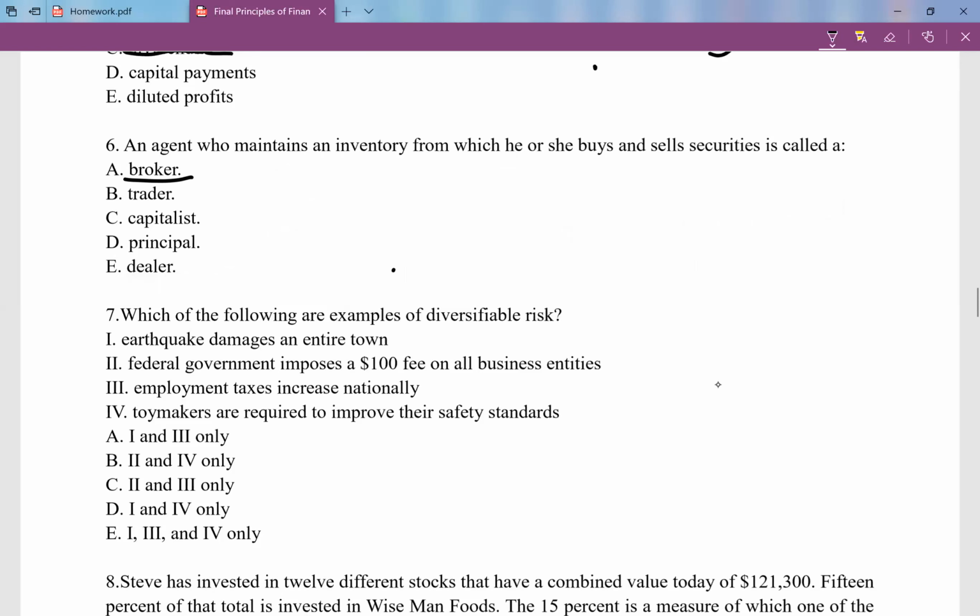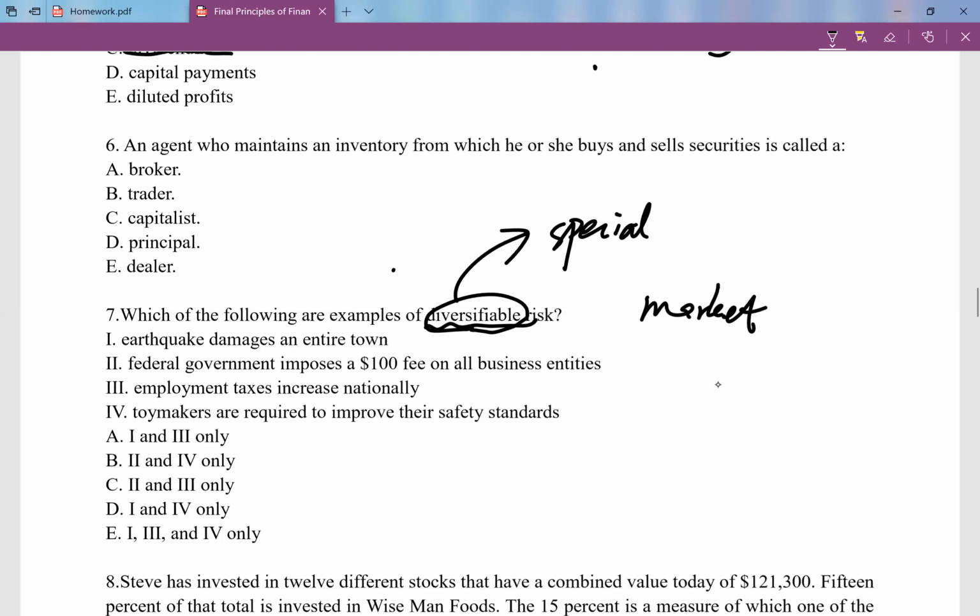Next one, we try to find out which of the following are examples of diversifiable risk. Diversifiable means something very special. It's only specific to your company, your industry, your sector only. It's not for the whole market. If it is for the whole market, for the whole system, it will be non-diversifiable risk, systematic risk. But this one can be diversified out if you put multiple sectors into one portfolio. So this one should be very specific to one sector only.